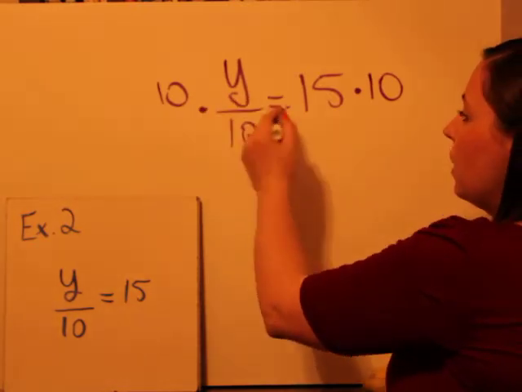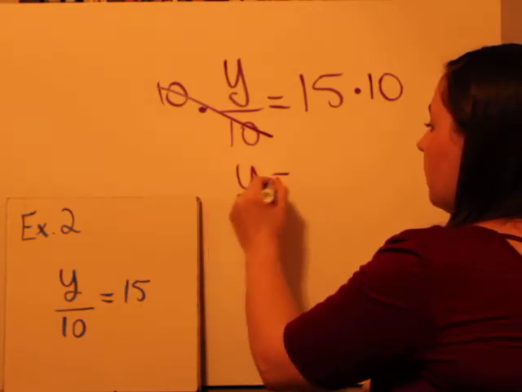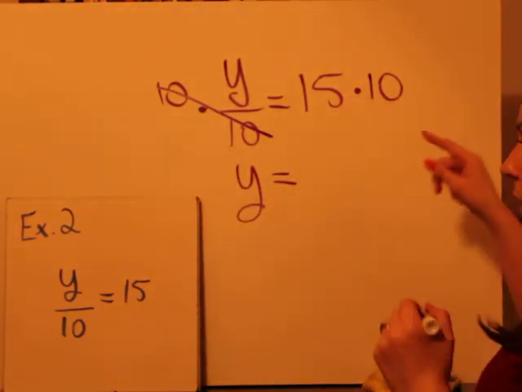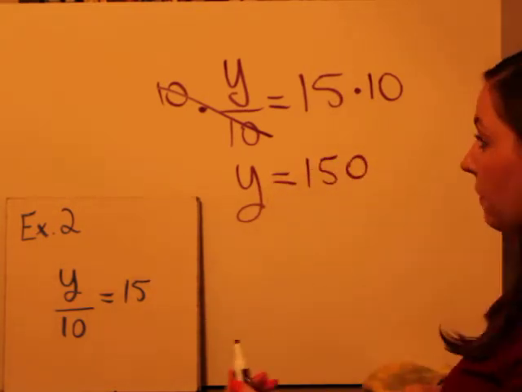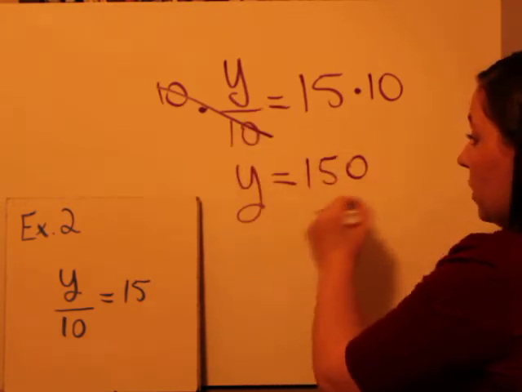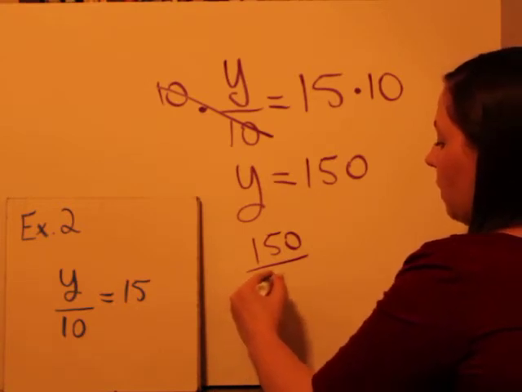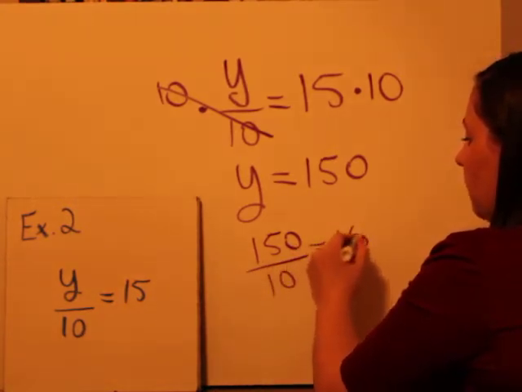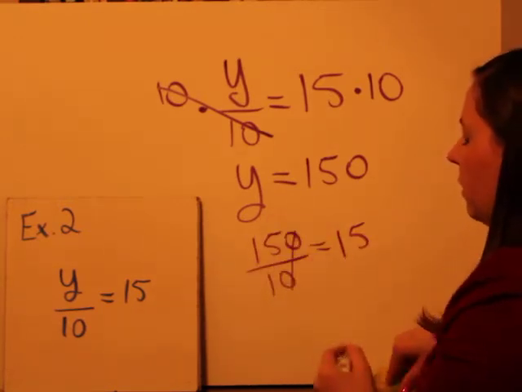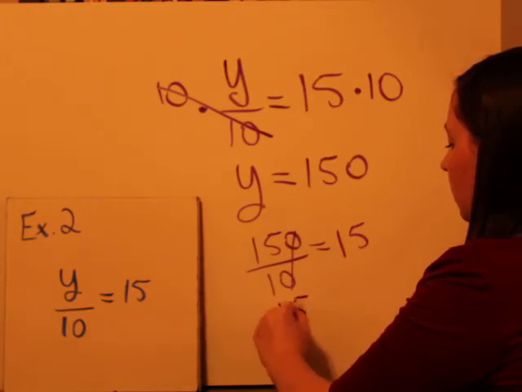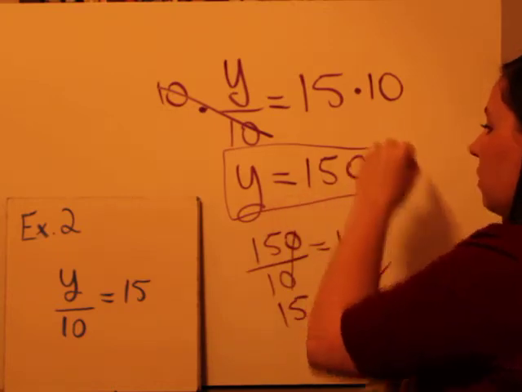So 10 times y divided by 10, those 10's cancel out. You've got just y. And that's equal to 15 times 10, which is 150. Now we check. Y, which we are saying is 150, going to be divided by 10. We need it to equal 15. Remember, if they have zeros in common, they can cancel. We have 15 over 1, which is just 15, and 15 equals 15. So we know y is 150.